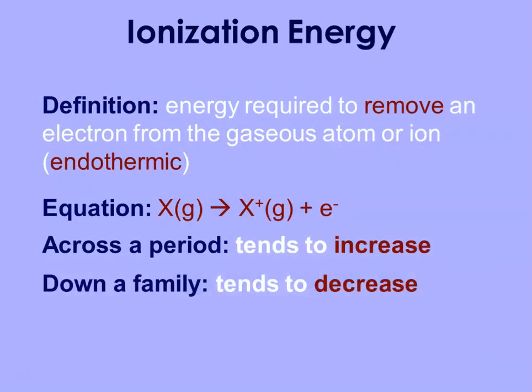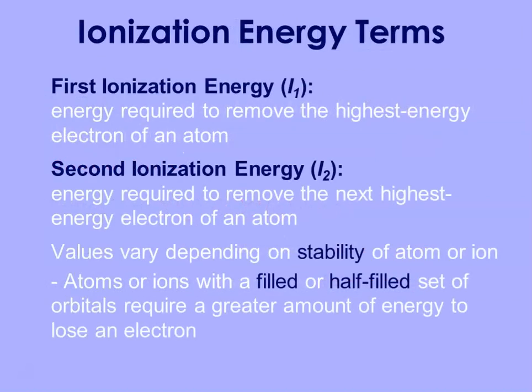Ionization energy is the amount of energy it takes to remove an electron from an atom or an ion. This is going to be an input of energy. It's an endothermic change. Energy has to be added to remove these electrons. When we're looking at a period, we see that the ionization energy levels increase going across, generally speaking, and they decrease going down. Why is that the case?